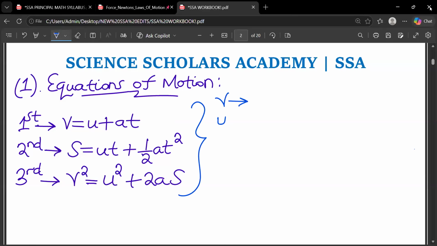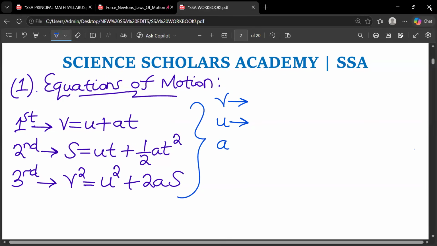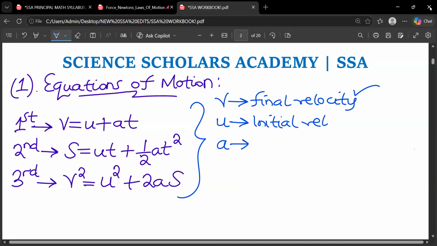You first tell me again. V is the final velocity. Hope people are taking note. We are going to find these very words in the classes. V is the final velocity, and then u is the initial what? Initial velocity. Then a is the acceleration.